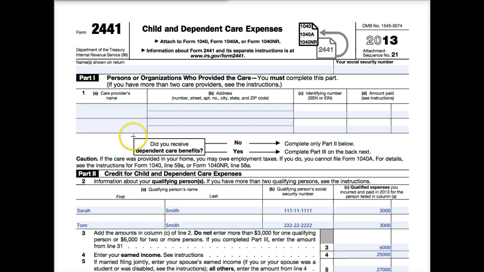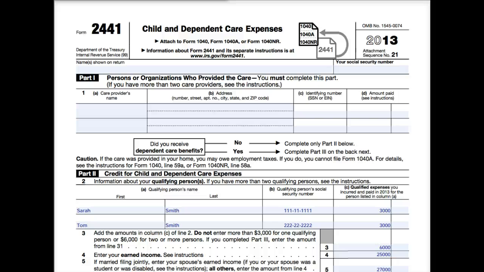In this next section, did you receive dependent care benefits? This has to do with if your employer withheld pre-tax dollars to help you pay for your dependent care. We aren't going to be looking at this today, but if you did, then you'll complete Part 3 on the back. If you didn't, all you have to do is complete Part 2, which is what we're going to look at today.